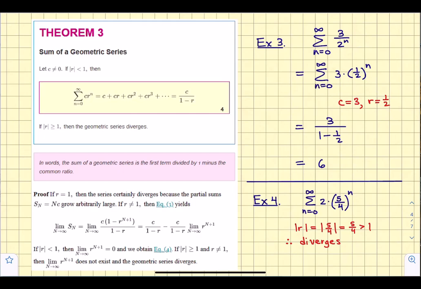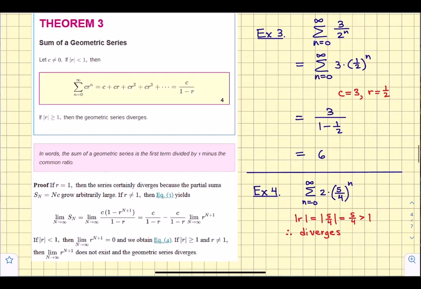So here our geometric ratio is 1/2, which has an absolute value less than 1. So we know we're going to get convergence, and we can just apply this formula. Remember, you have to get convergence in order to apply this formula. So we get C over 1 minus r, which is just 6. And so when you add infinitely many of these geometric sequence terms, it comes out to be 6.